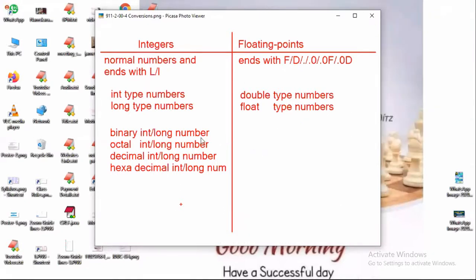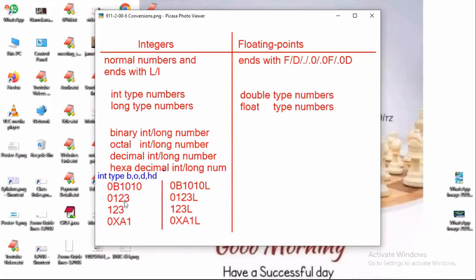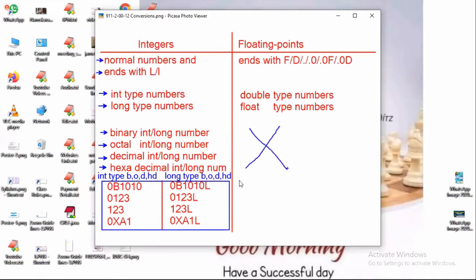Binary floating point number is not there. Octal floating point number is not there. Decimal floating point number is there. Hexadecimal floating point number is there. So this is an int type: binary, octal, decimal, hexadecimal. This is a long type. So long type: binary, octal, decimal, hexadecimal. Then now come to here.